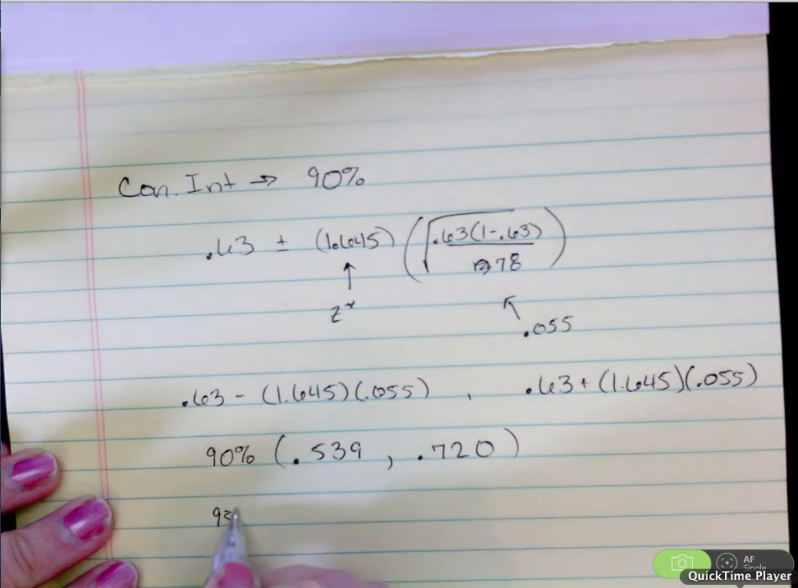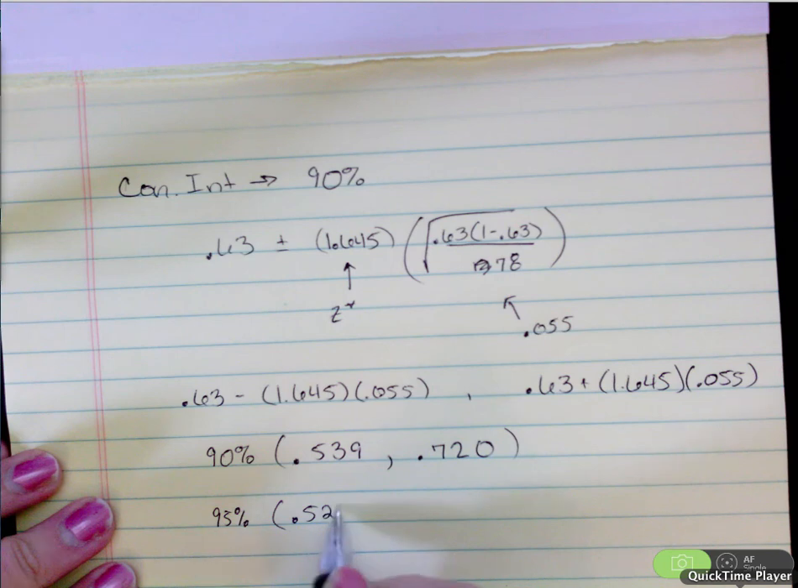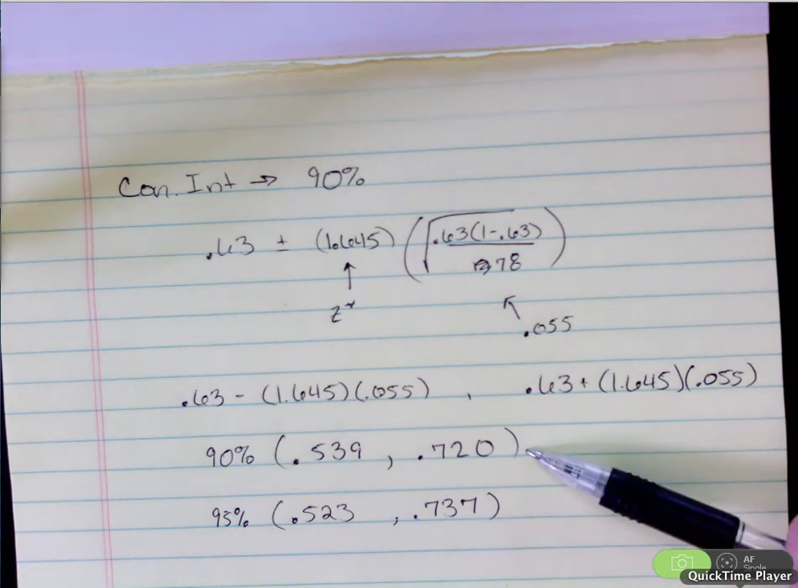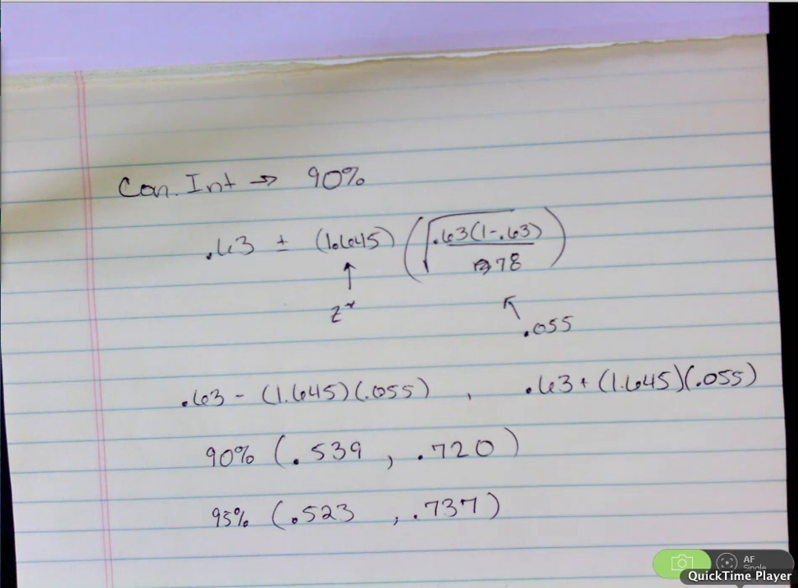My 95% from the previous problem was 0.523 to 0.737. So you can see that I've narrowed down my window a little bit in this one, but I'm also a little bit less confident in what I'm stating. I'm only 90% confident that the true value of p falls between these two values. Okay, so that is just a little bit on critical values.